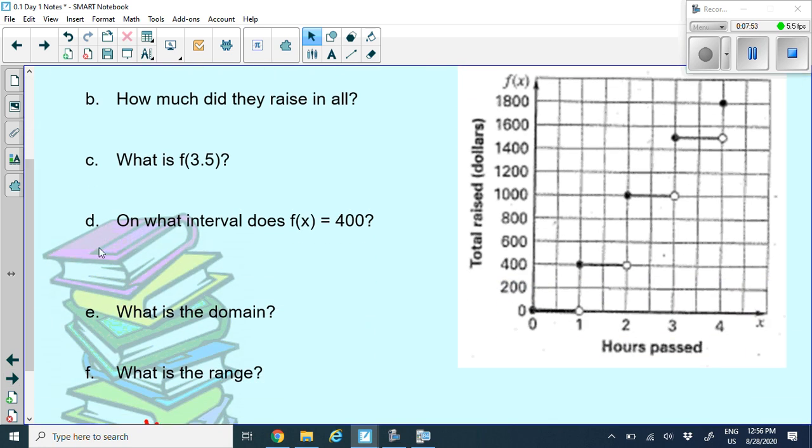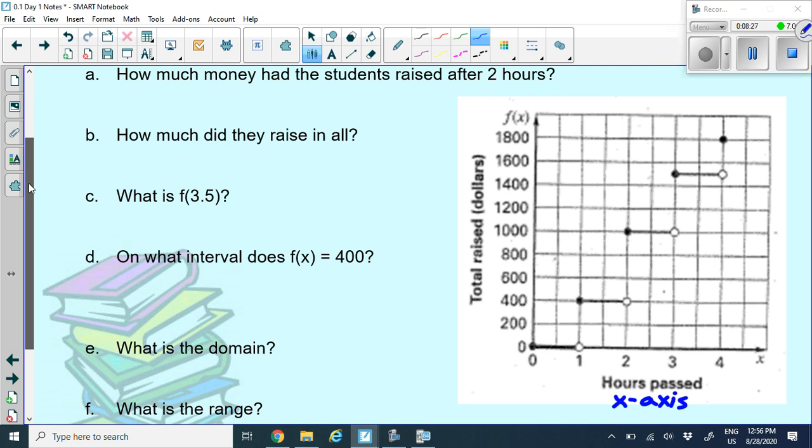Okay, so notice hours passed. This is horizontally. So that represents, and they kind of already have it, our x. Okay, so I'm just going to rewrite it to make it bigger. So this is our x-axis, or the x values. And then on the vertical axis, this is the total raised, so the amount of money. This is our f of x, or another way of thinking of it, our y-axis. So these are our y values. Okay? So now that we kind of have that understanding of what's x, what's y, or our f of x, that's how we use it.